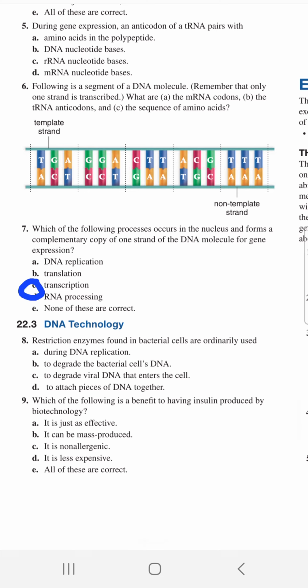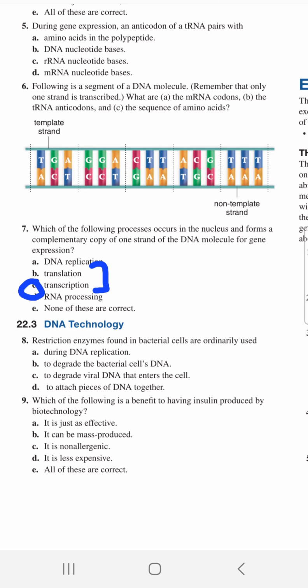A little trick my biology teacher taught me, to not confuse yourself about translation and transcription, is to just look at the L and the C. Which one comes first alphabetically? The C, of course, so transcription occurs first and then translation.